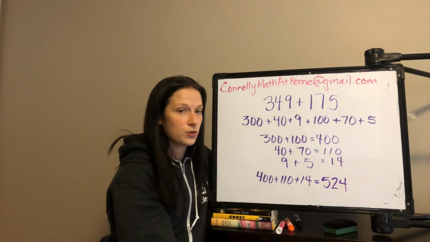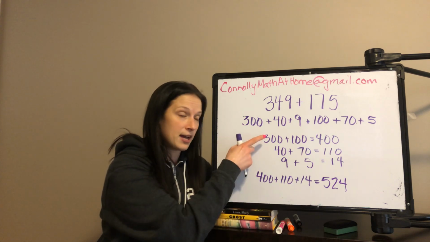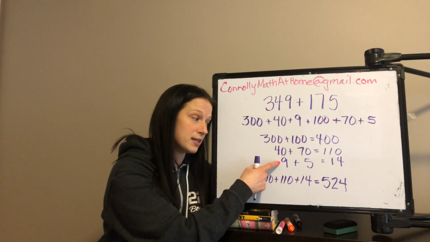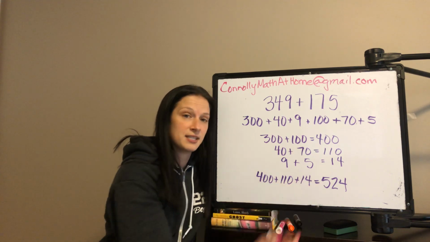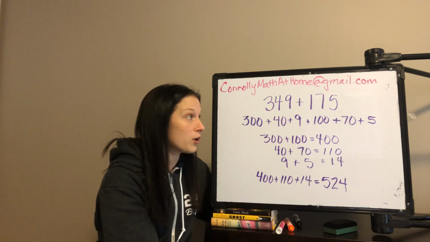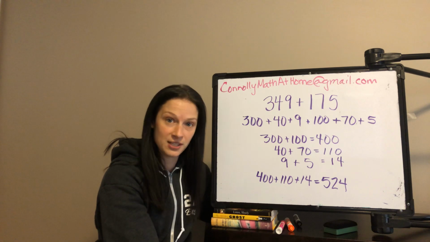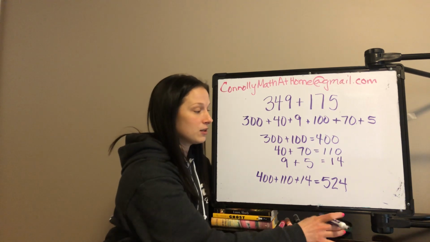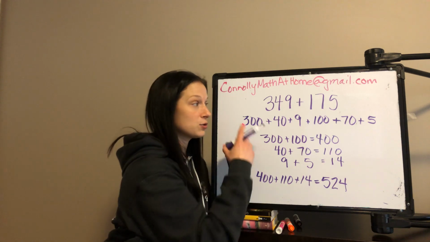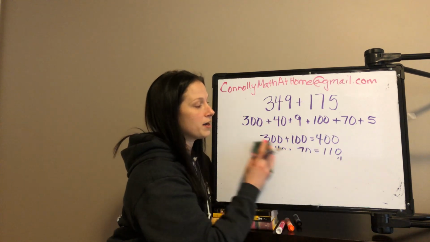524. So the steps for breaking both numbers apart by place value is you add the hundreds, you add all of the tens, you add all of the ones, and then you combine your sums together to get the final answer. So that's one strategy for adding 3-digit plus 3-digit, but there's several more. We're going to look at when you only break one number apart next. So this was breaking both numbers apart. Next, we're going to look at just breaking one number apart.